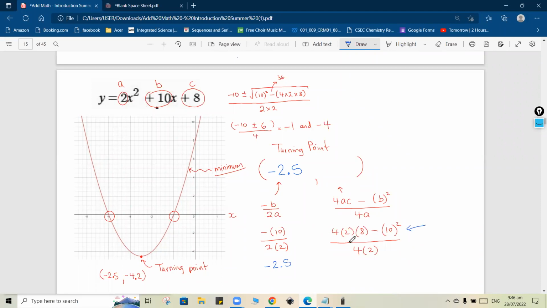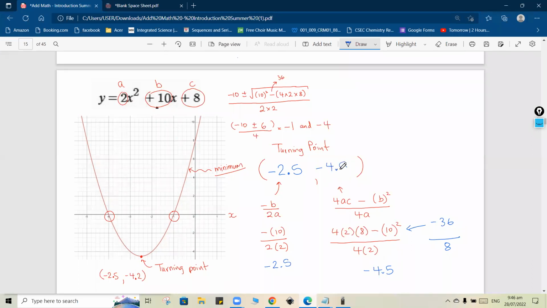So when we go to the scary looking formula, you work out the top on your calculator, 4 by 2 by 8 minus 10 squared. On top, you get -36. And 4 by 2 is 8. So when you divide that, I am getting -4.5.